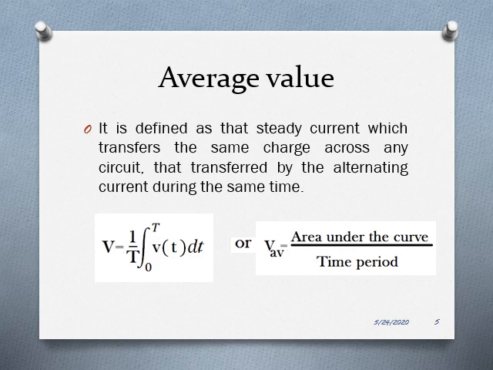For other waveforms like square, triangular, sawtooth, etc., you may use another easier equation: area under the curve divided by the time period. Now you can understand this equation's usage more when we start to calculate the RMS and average values of the different waveforms.